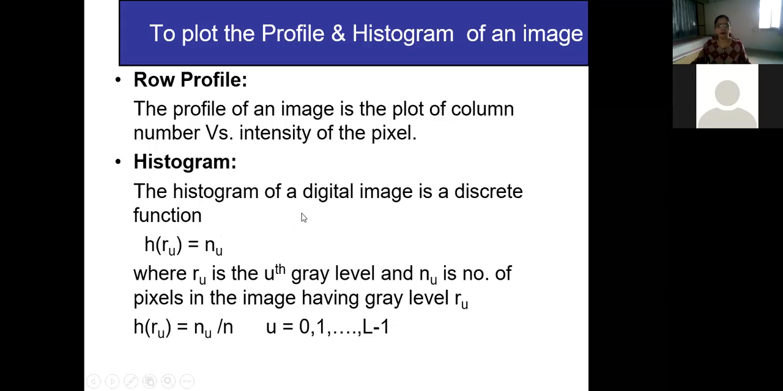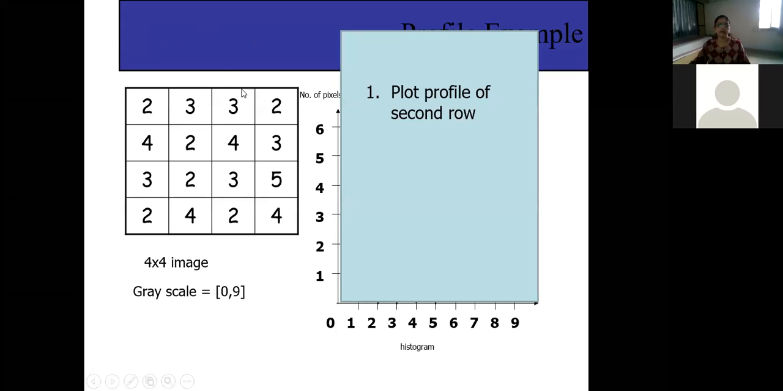Getting this? So let us talk more about profile and histogram in terms of numerical examples. Say you have an image as shown here. This is an image of size 4 by 4. There are 4 rows and 4 columns. Say the gray scale for the given image is between 0 to 9. So for the given image, the minimum intensity value is 0 and the maximum intensity value is 9. Now, we want to plot the profile of the given image for the second row.